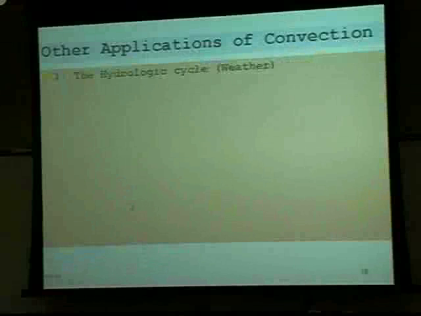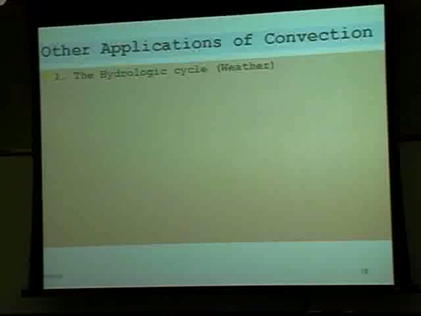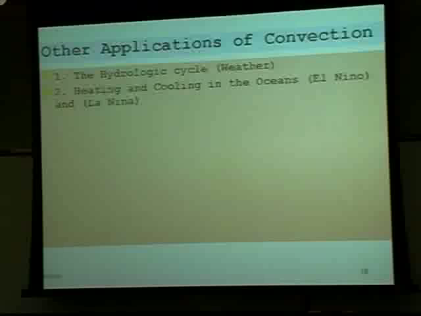Other applications of convection: the hydrologic cycle, the cycle that is responsible for our weather, where heated air rises, cool air falls, and we have this current of air. The rising air often results in the formation of clouds, and the falling air, the dissipation of clouds. Heating and cooling in the oceans, El Nino, La Nina: particular parts of the ocean get heated more than other parts, causing a transfer of energy by convection through the ocean.